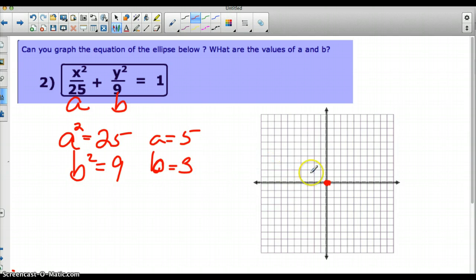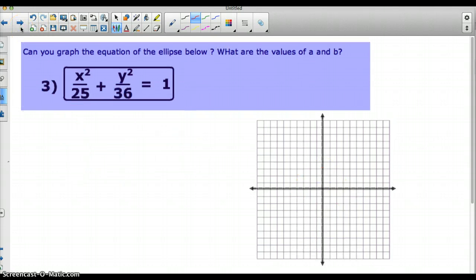So you're going to go in both directions. It's a horizontal ellipse, so you're going to go to the right 5, 1, 2, 3, 4, 5, and you're going to put your first vertex. You go to the left 5, 1, 2, 3, 4, 5, and you put your other major vertex. And then you're going to use your B equals 3, so you go up 3 because that's your minor axis, and you go down 3 for your other minor axis. And doing your best to draw your ellipse, and I apologize if mine doesn't come out very good. There we have our ellipse.